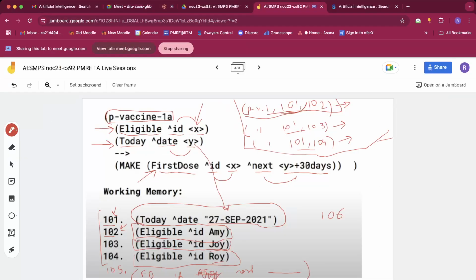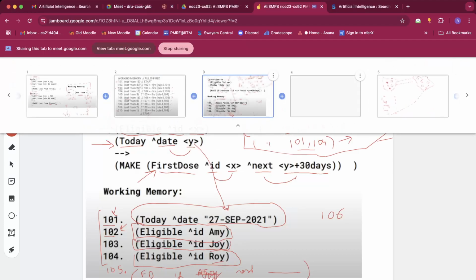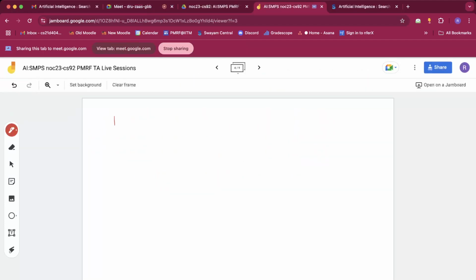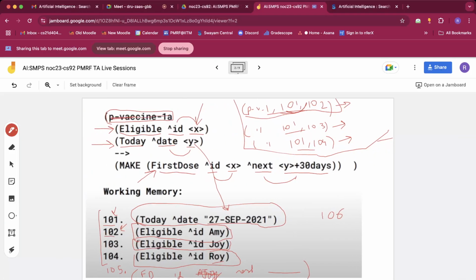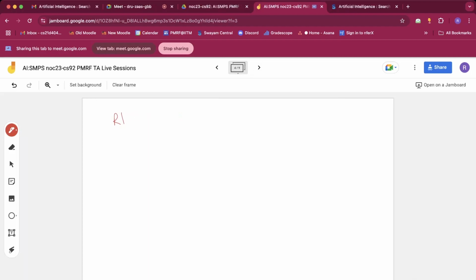No, the rule name is at the top. This is the rule name, P vaccine 1A. These are the preconditions for that particular rule. Suppose we had some rule that had three preconditions. Here we had two, right? Suppose we had three, let's say P1, P2 and P3, and this would result in some output, let's say O1.